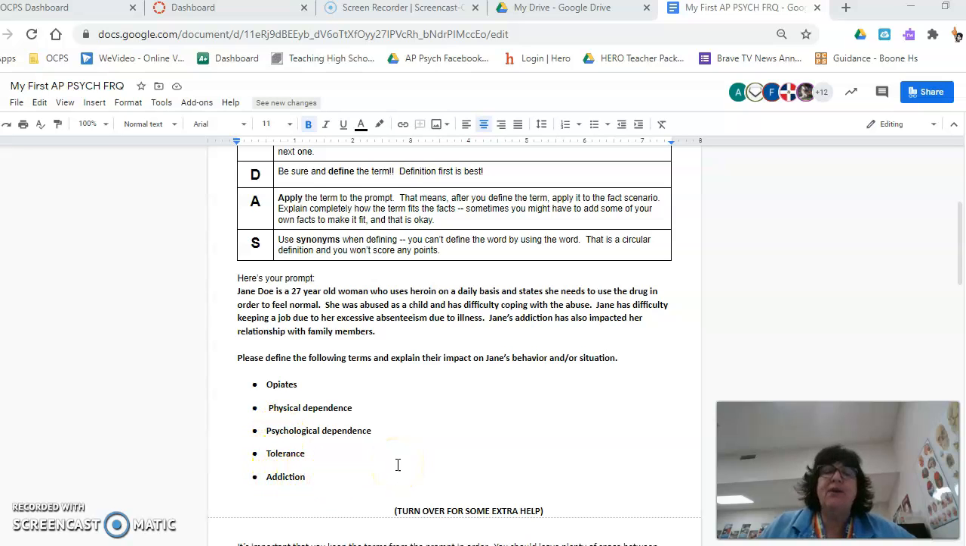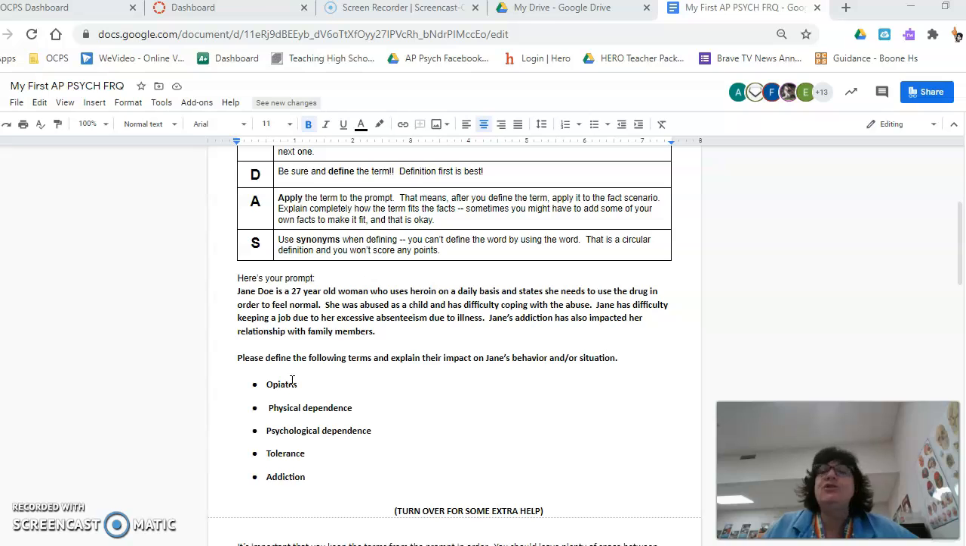In each of those paragraphs, you're going to define the term. So what are opiates? Your first sentence is going to be "Opiates are...", and you define it. Then you apply opiates to the prompt. In this case, Jane is using heroin, and heroin is an opiate. It's derived from the poppy plant, and Jane's using it. Therefore she's using an opiate.